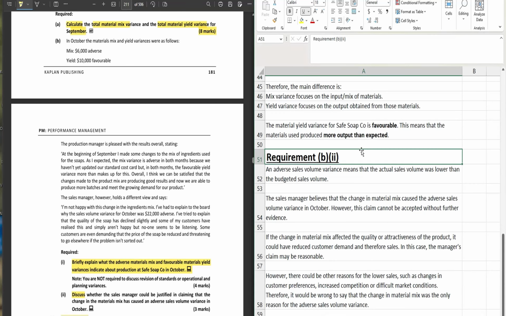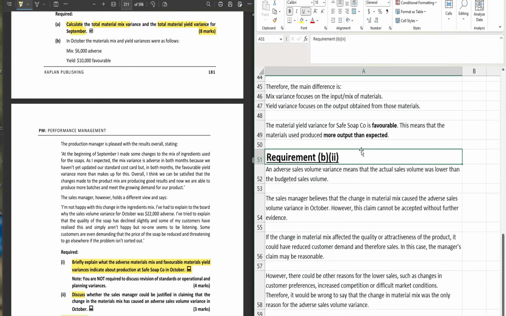The sales manager is saying that the adverse volume variance was due to changing the mix of the final product. An adverse sales volume variance means that actually we have sold a smaller quantity as compared to the budgeted one. The sales manager believes that the change in material mix caused the adverse sales volume variance in October. However, this claim is not accepted without any further evidence.